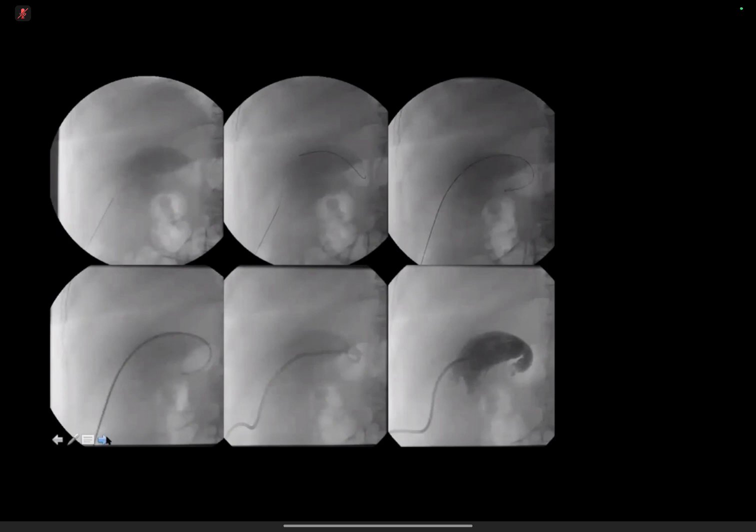It's normally done through the transhepatic route for the stabilization of the tube. Also, to minimize the bile leakage into the peritoneum, into the abdominal cavity, for less irritation of the peritoneum, or to avoid biliary peritonitis.